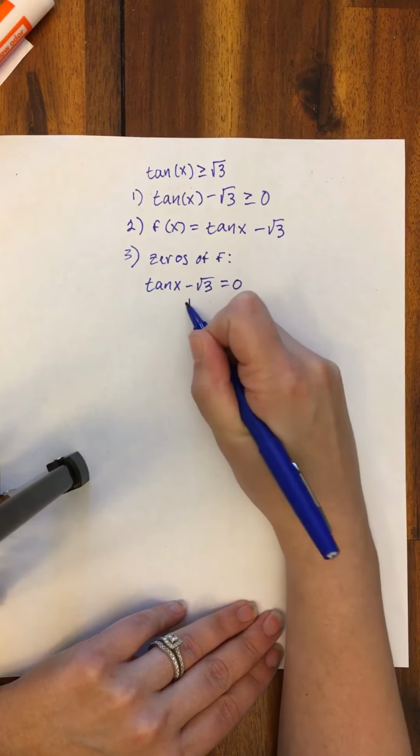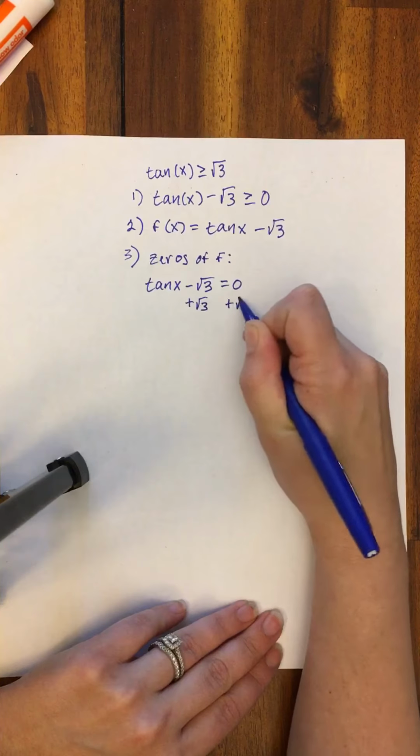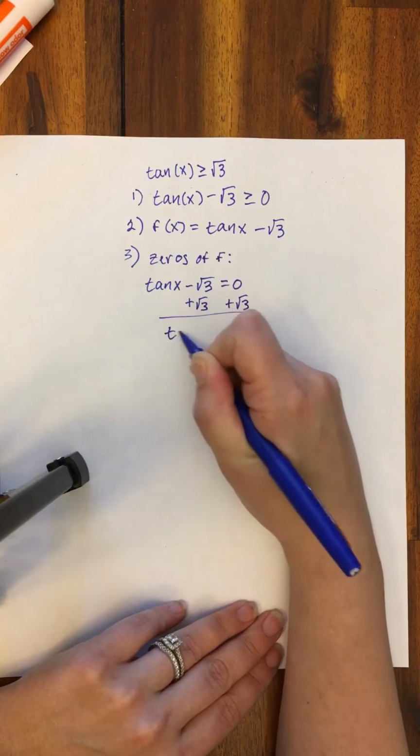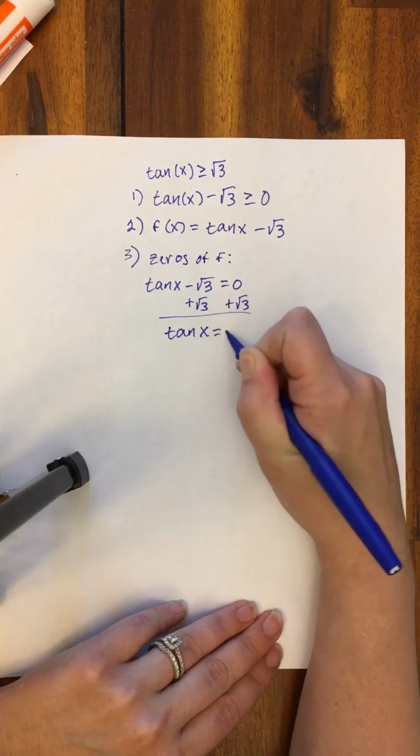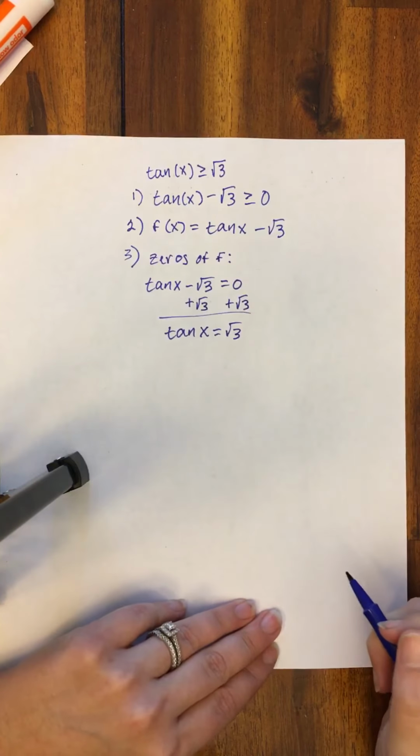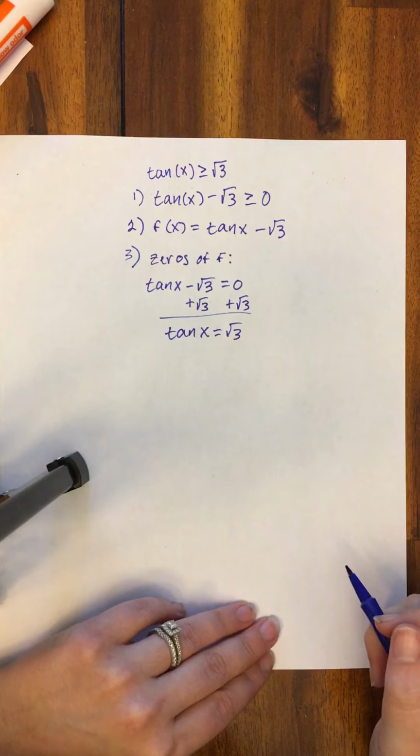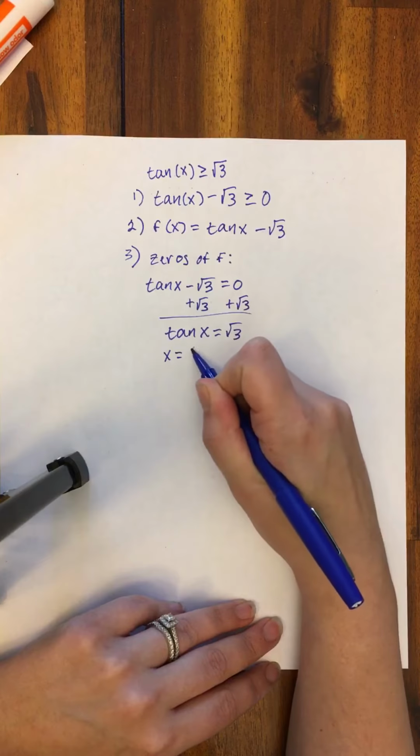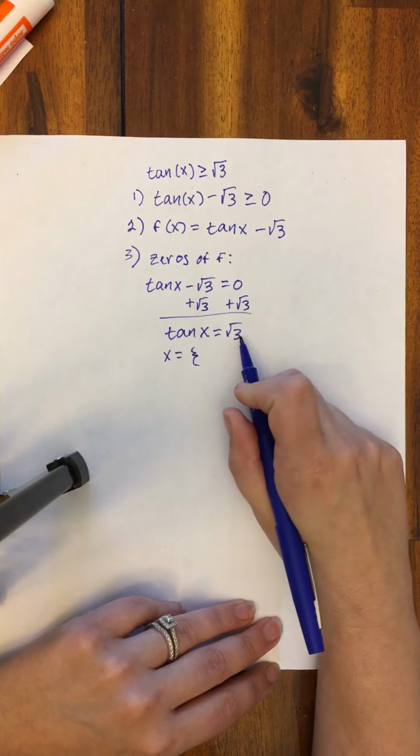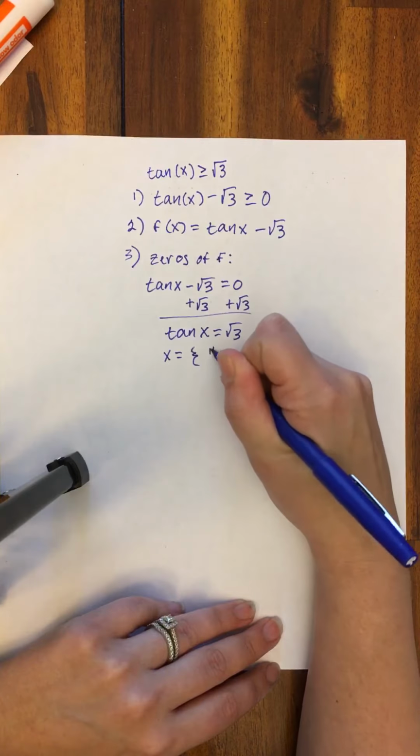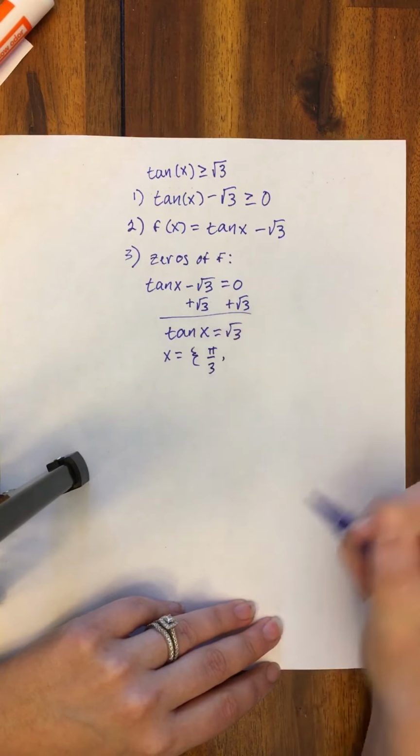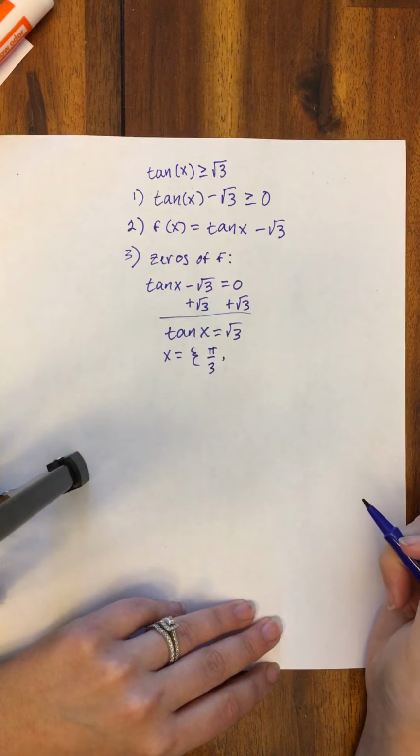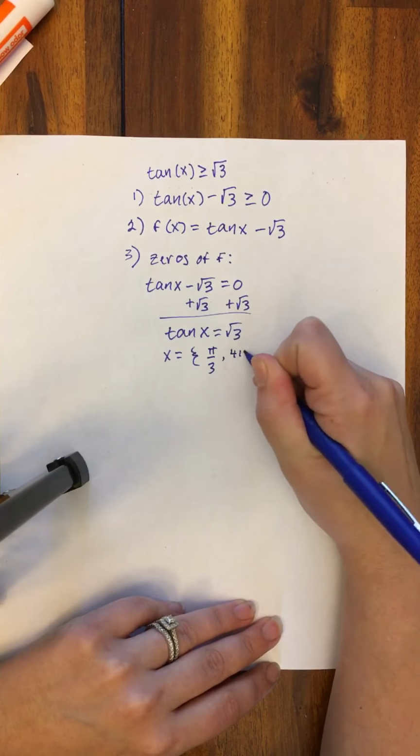So you want to add the square root of 3 back over to the other side. So you're trying to solve where is tangent equal to the square root of 3. And for this problem, we're solving within 0 to 2 pi. So what we're going to have here is x is equal to pi over 3 and 4 pi over 3.